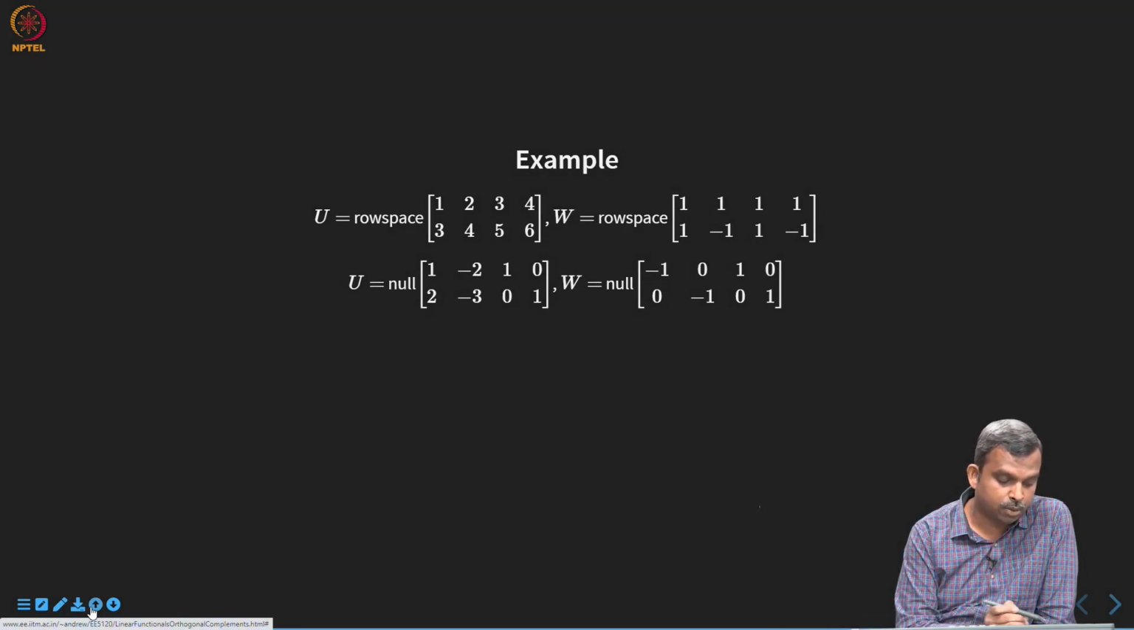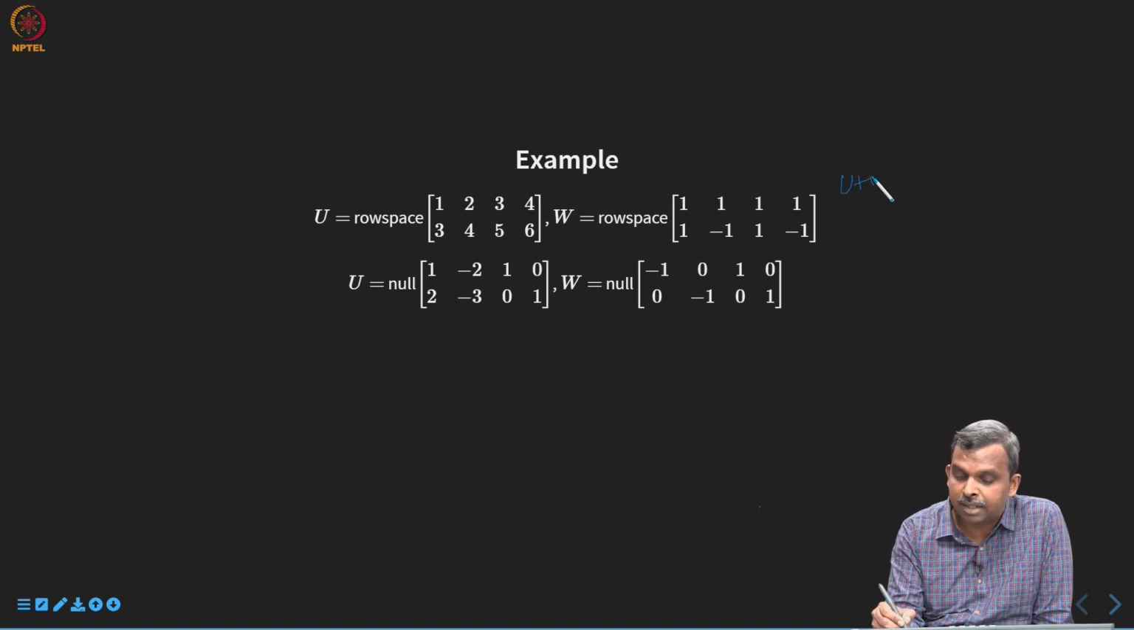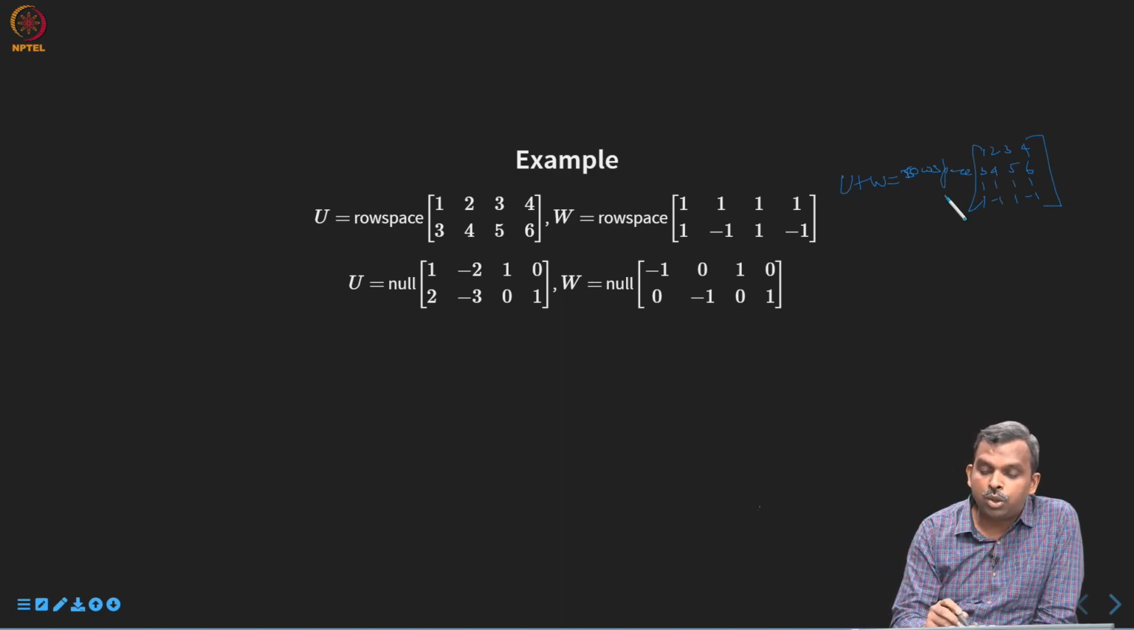So, maybe I should write that down. U plus W, the spanning set description is very good, it is simply the row space of 1, 2, 3, 4, 3, 4, 5, 6, 1, 1, 1, 1, 1, minus 1, 1, minus 1. Okay, so that is easy enough to write. Now, U intersect W, what do you do for U intersect W? It is good to think in terms of the orthogonal complement. So, you find the basis for the orthogonal complement, for which you do row elimination and find the null space of this.